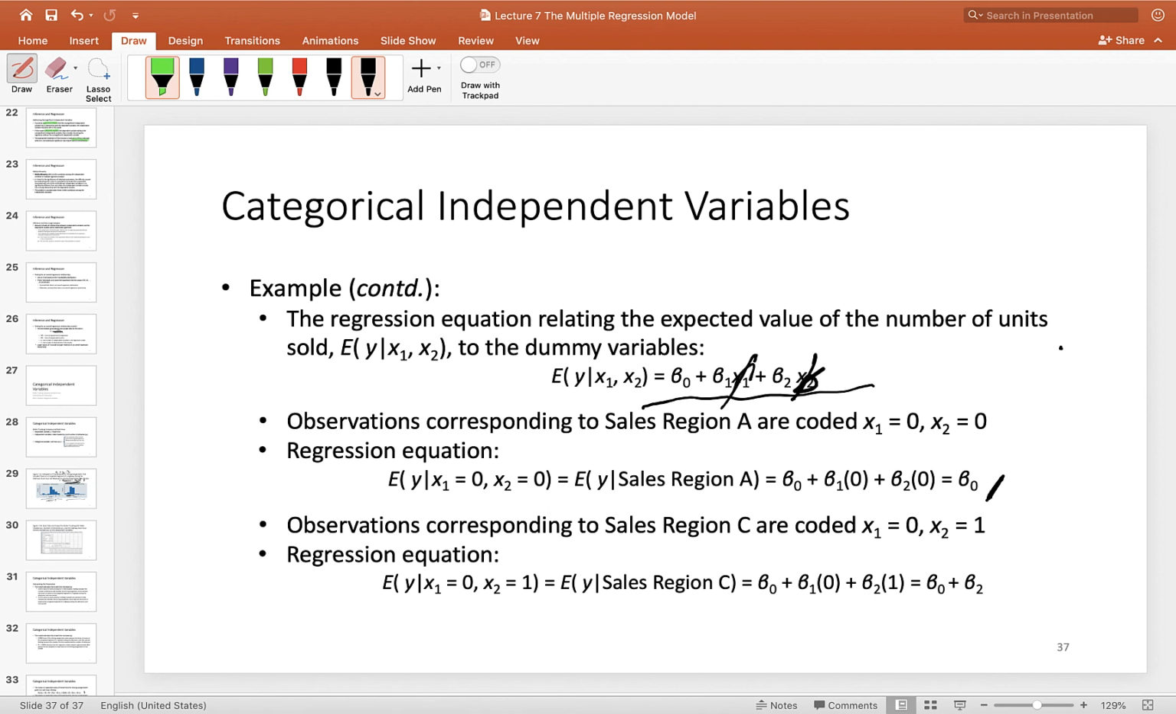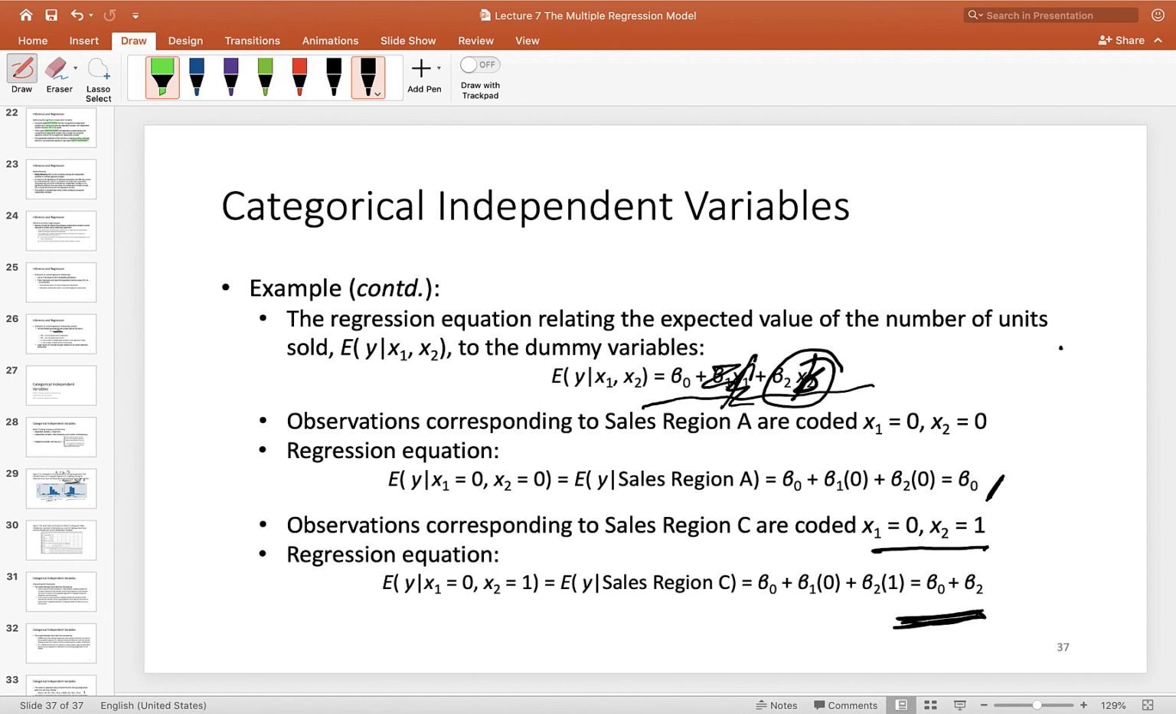Likewise, you can see how it moves on down here. When x1 is 0 and x2 is equal to 1, that means I'm in region C. So when I'm in region C, I just put x1 equals 0 in the equation up here. I'm going to put this term equal to 0, but x2 is still valid, and I end up getting this equation down here. It just takes a little bit of getting used to.